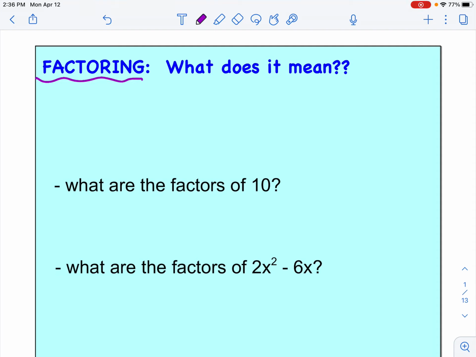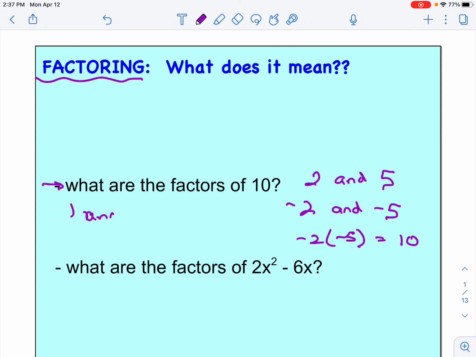What does it mean when I say factoring? Or when I ask you, what are the factors of 10? Well, hopefully you can tell me that the factors of 10 are 2 and 5, because 2 times 5 equals 10, or negative 2 and negative 5, because factors are the two numbers that get multiplied together that equal a product. And 2 and 5, or negative 2 and negative 5, are not the only factors, because 1 and 10 are also factors, or negative 1 and negative 10 are also factors.